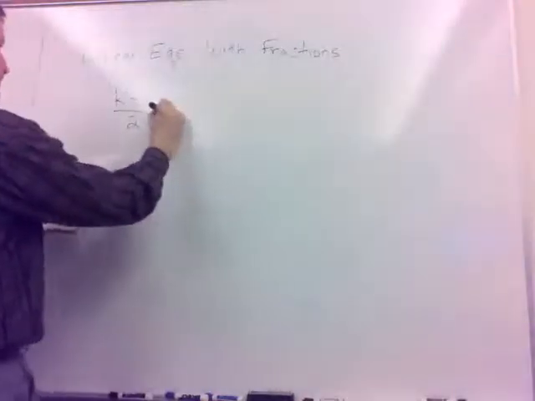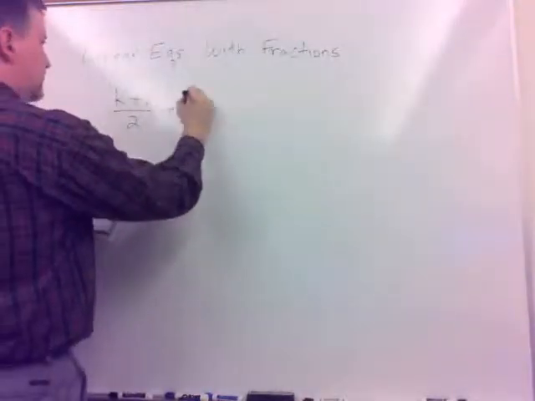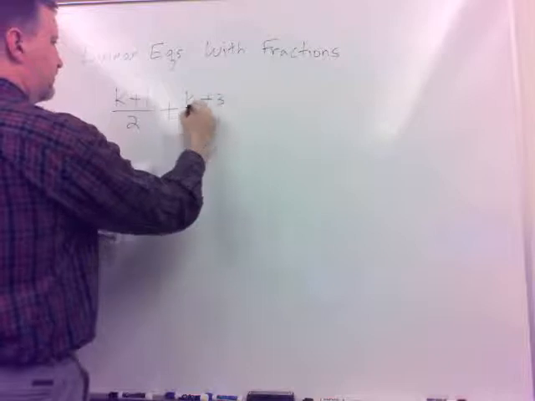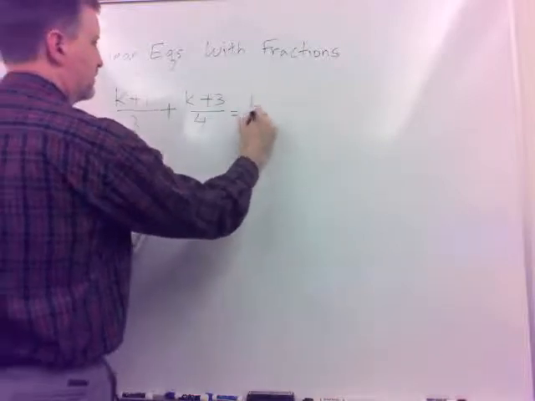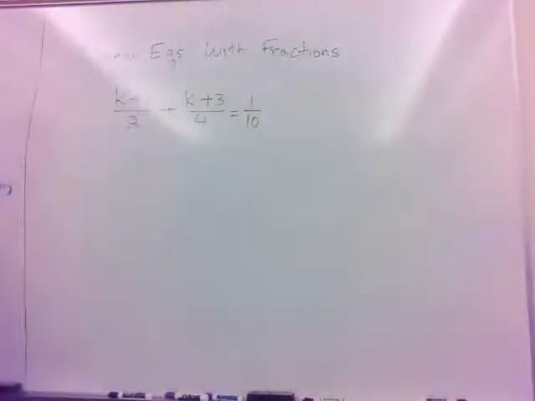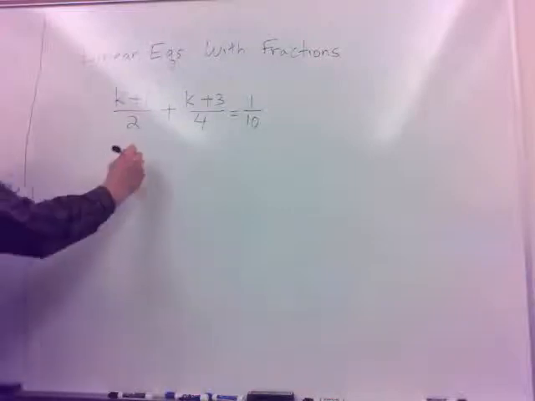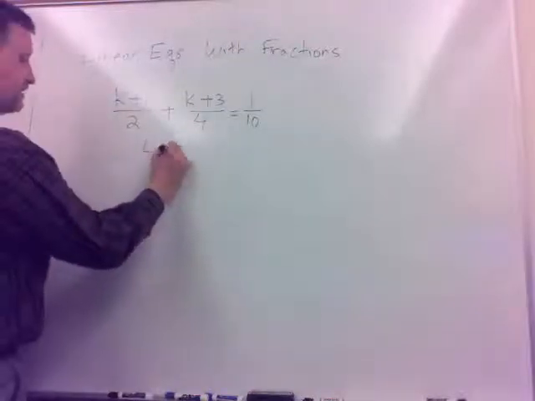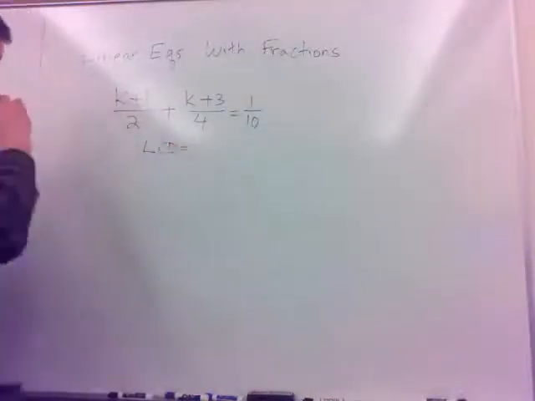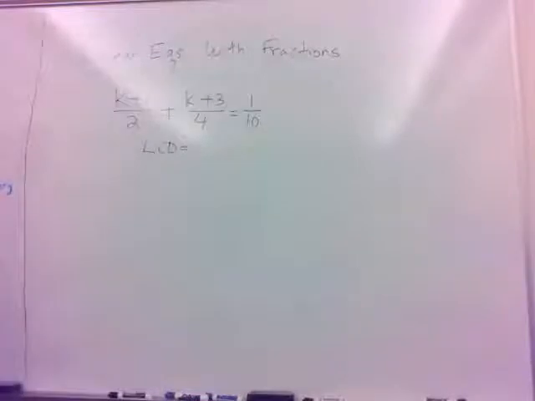This is going to be k plus 1 over 2 plus k plus 3 over 4 equals 1 over 10. All right, so we are going to have to solve this one. And the thing of it is, we've got fractions. All right, well, turns out on equations, you can actually clear fractions out. And you can do that by, well, first of all, you talk about your least common denominator, your LCD.